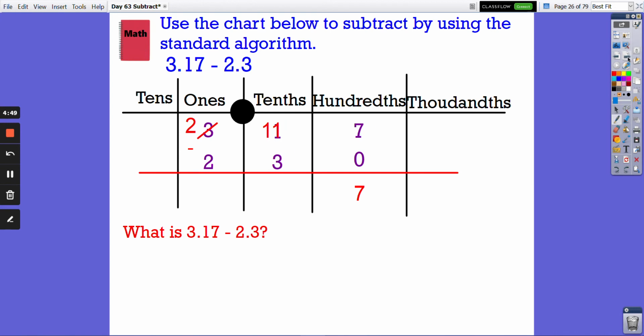11 minus 3 gives me 8. 2 minus 2 gives me 0. And we come up with the same answer we did on the last problem, but this time instead of discs, we use the actual digits to represent the numbers. 87 hundredths was our difference for this problem.